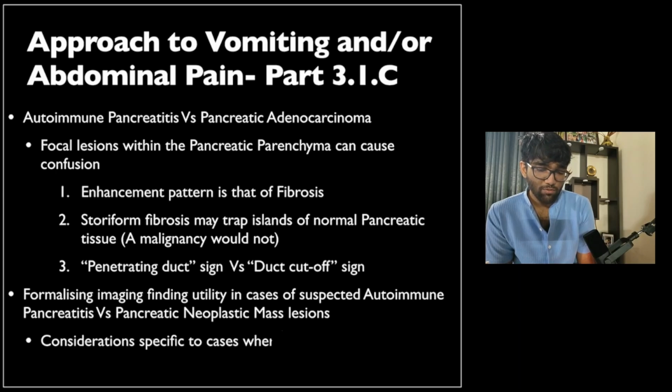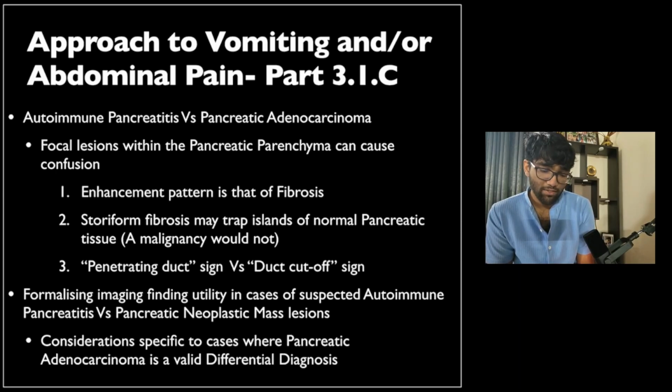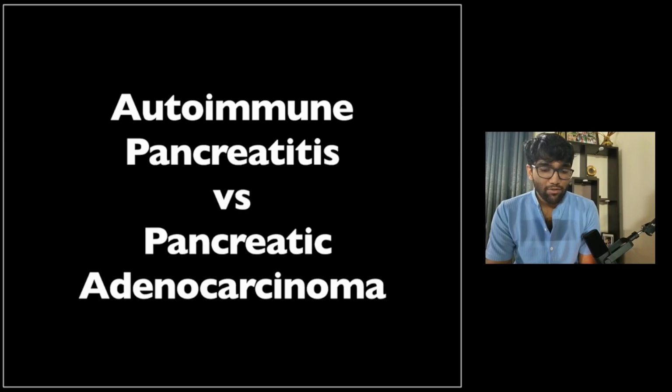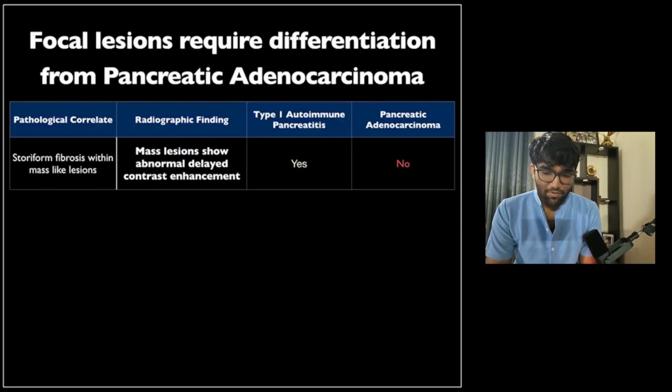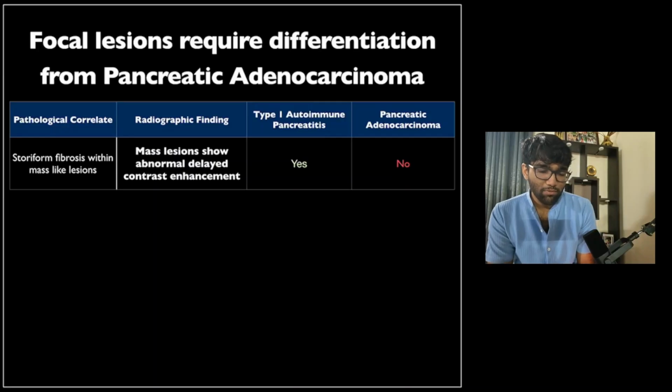We'll talk about what is the most specific imaging finding and what is the most sensitive imaging finding in this particular radiological differentiation between these two different entities. Getting right into it, autoimmune pancreatitis versus pancreatic adenocarcinoma. So, as we've just done previously, we know that in autoimmune pancreatitis there is storiform fibrosis within the pancreatic mass-like lesion. So they will naturally show a fibrosis-like enhancement pattern.